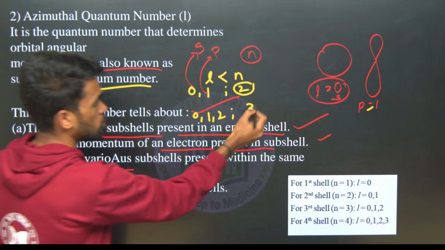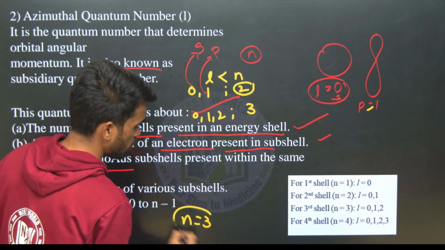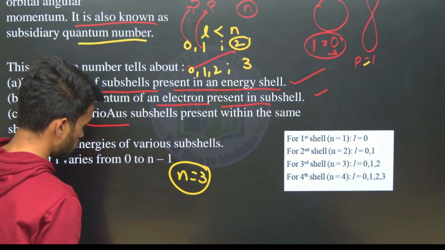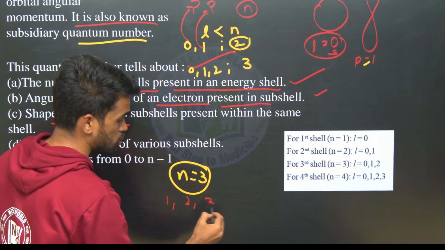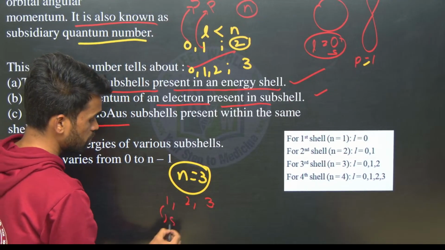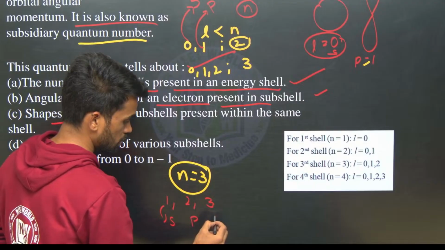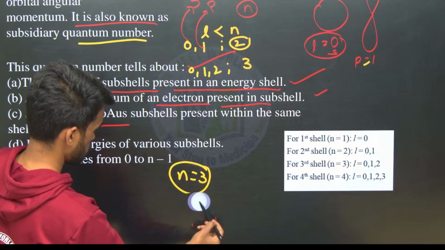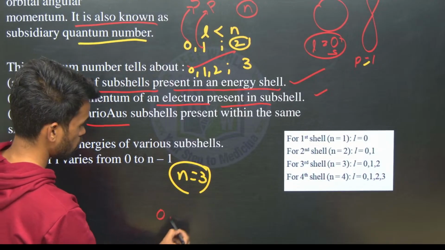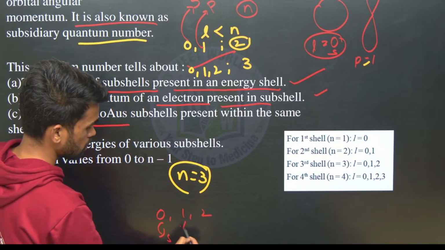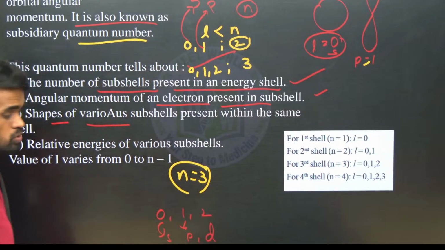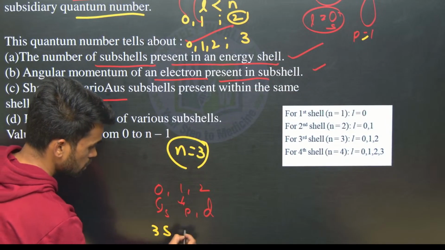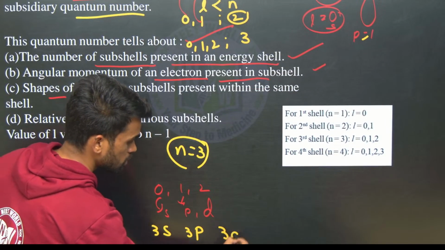So for a particular n value, n equals 3, what are the possible L values? 0, 1, 2. So 0, 1, 2 means the possible subshells we have are S, P, D. S is 0, P is 1, D is 2. So what should I write this as? 3S, 3P, 3D we are writing.